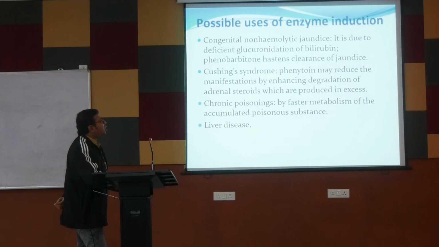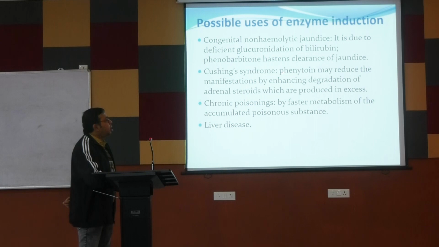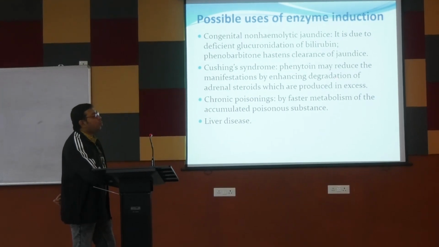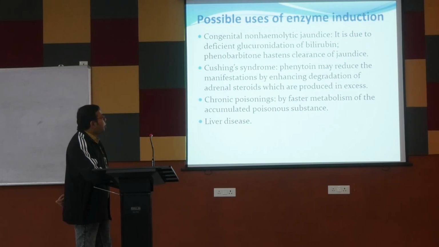It is due to the deficient glucuronidation of bilirubin. Phenobarbital hastens clearance of the jaundice, so it can be used here. Cushing syndrome: phenytoin may reduce the manifestations by enhancing degradation of adrenal steroids which are produced in excess. Chronic poisonings: by faster metabolism of the accumulated poisonous substance, and liver disease.